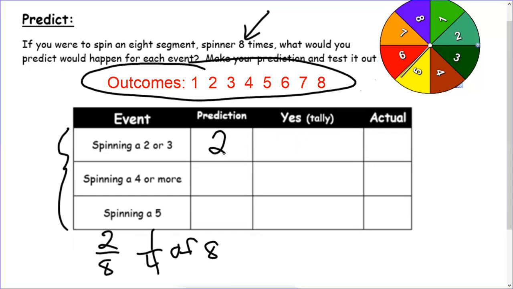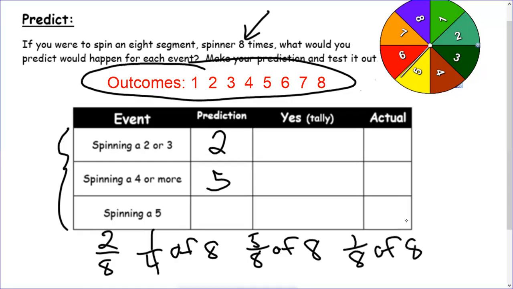The probability of spinning a 4 or more, well, that would be 1, 2, 3, 4, 5. A 4 or more, that's a 5 out of 8 probability. So 5/8 of 8, we could expect that to happen 5 times. And spinning exactly a 5, there's only one 5. The probability is 1 out of 8. And 1/8 of 8 is 1. So there are my predictions. And let's see how close we are to the predictions.